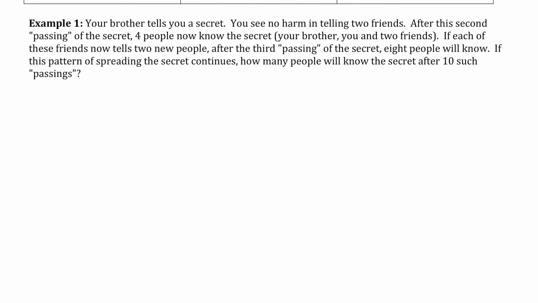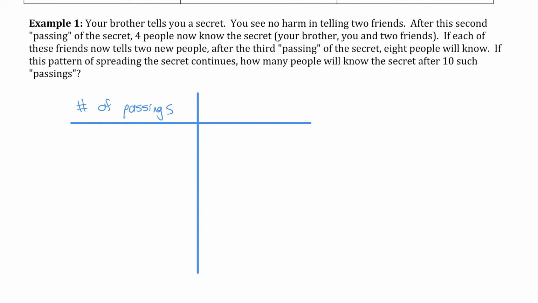So this question can get a little confusing when you first read it, so I'd recommend maybe making a table. So we have 2 variables. We have the number of passings and number of people that know the secret. So when the secret has not been passed, so when no passings have happened, only your brother knows. Only one person knows the secret. But your brother then tells you, that's the first passing. So now your brother knows and you know, which is 2 people.